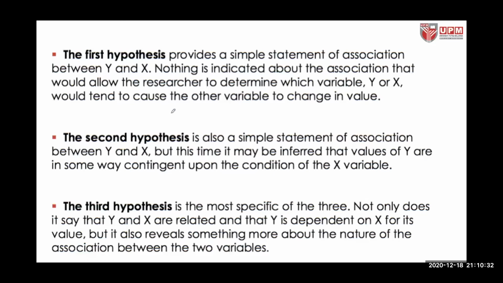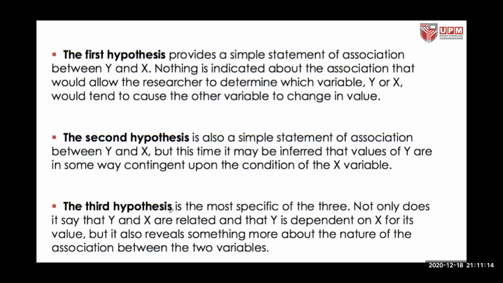The first hypothesis, the first statement just now, provides a simple statement of association between y and x. Nothing is indicated but the association, which will allow the researcher to determine whether y or x would tend to cause the other variable to change in value. The second hypothesis is also a simple statement of association between y and x, but this time it may infer that values of y are in some way contingent upon the condition of the x variable, because it's dependent on x.